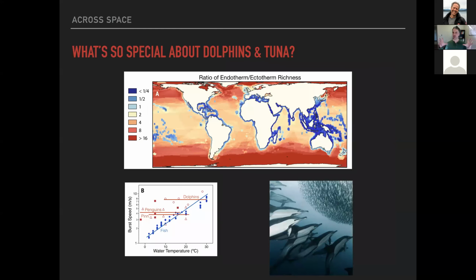So that was the big take-home message: ultimately this shift in energy flux is driving patterns of diversity. But there's another interesting pattern, across space from coastal to oceanic, that I didn't really explore in that paper. And what you're noticing is that these endotherms are mostly just dolphins.